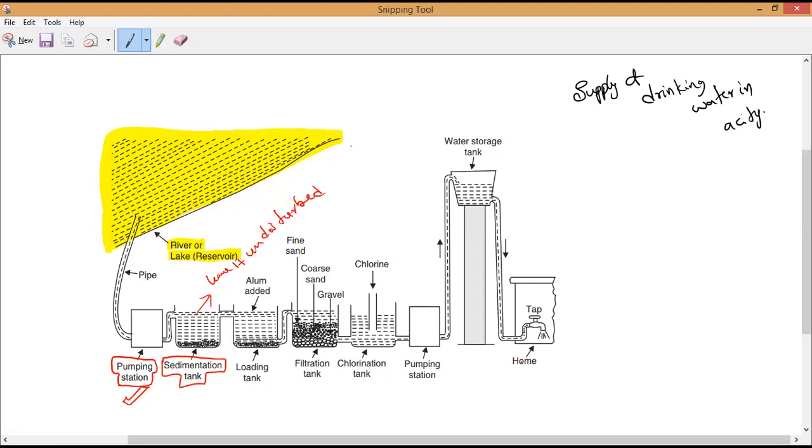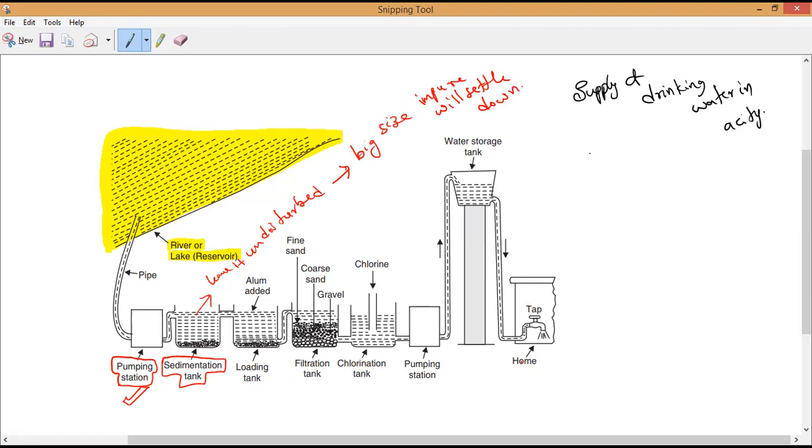If they leave it undisturbed, what will happen? Everybody should answer. If they leave it undisturbed, all the big size particles, big size impurities, will settle down. Understand?